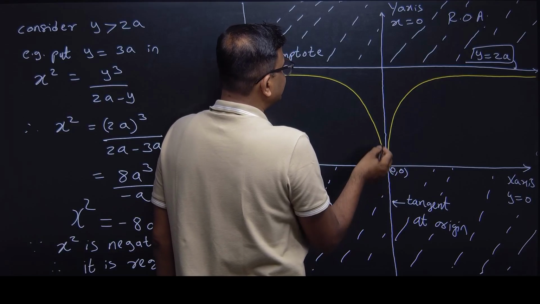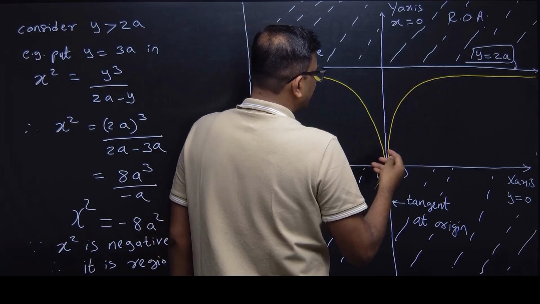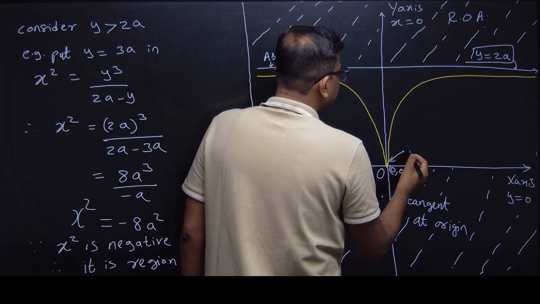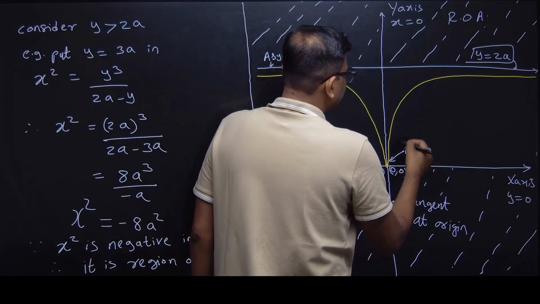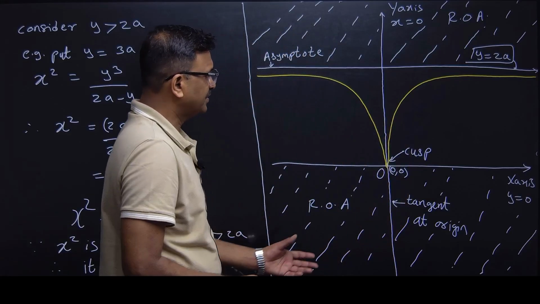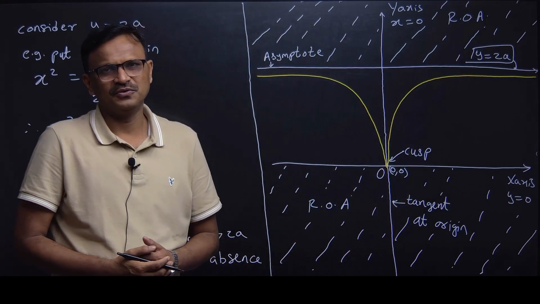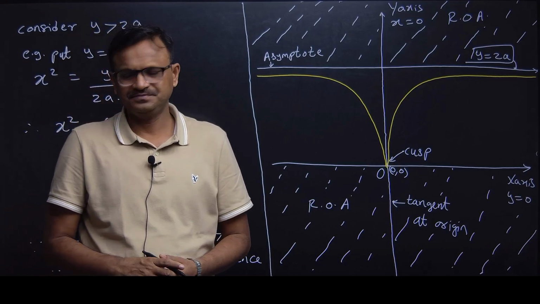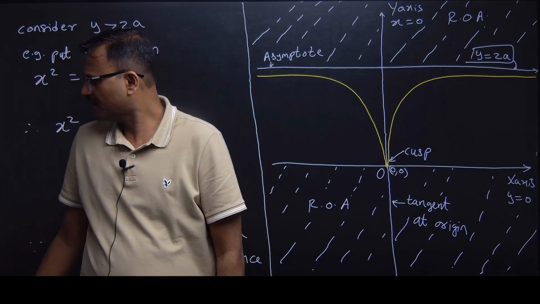So the y-axis is tangent to the first as well as the second branch of this curve, and this point will be called a cusp. This is a cusp. This is how the curve will look like. I hope you have followed this.